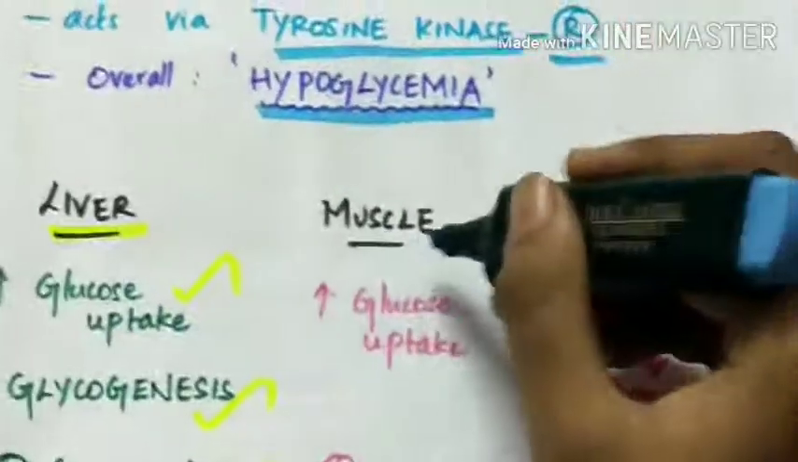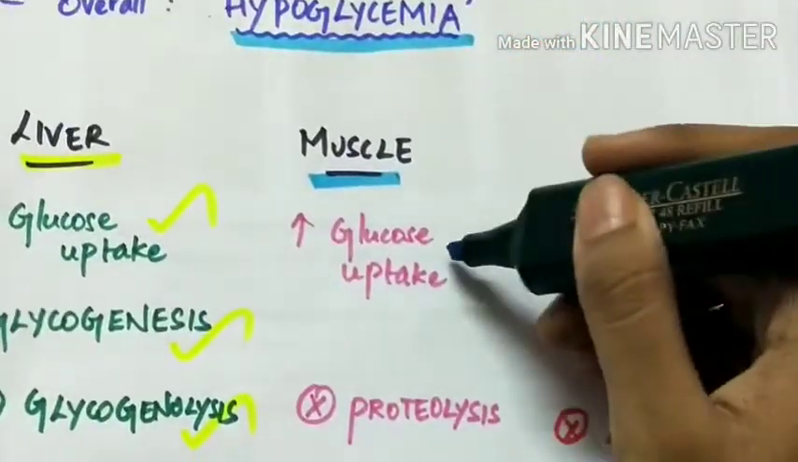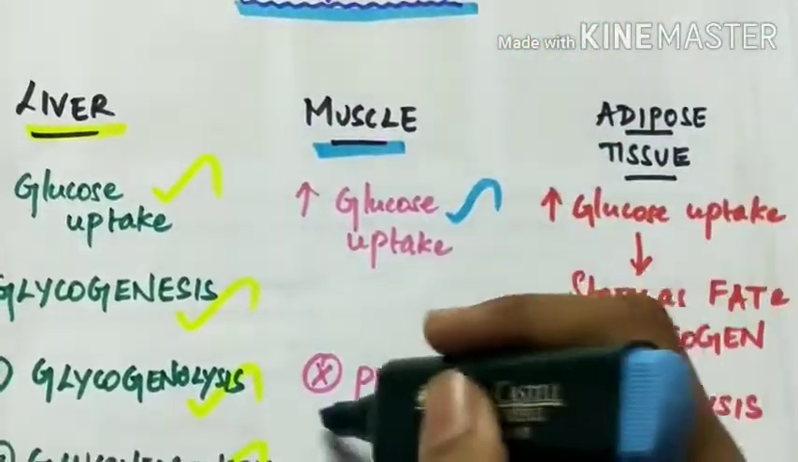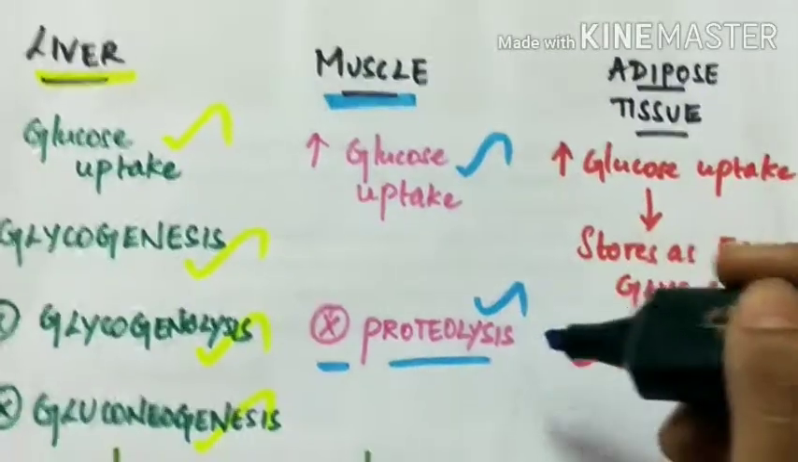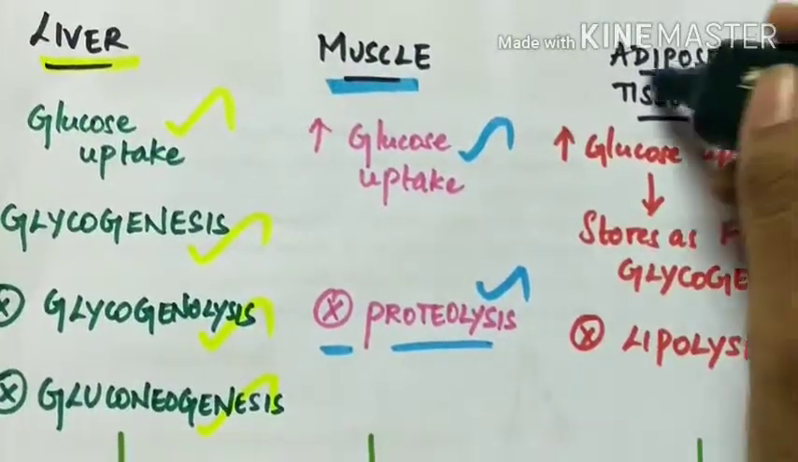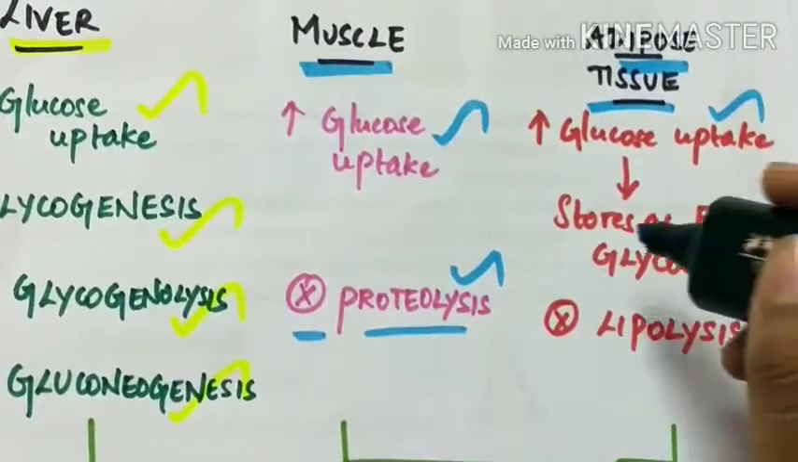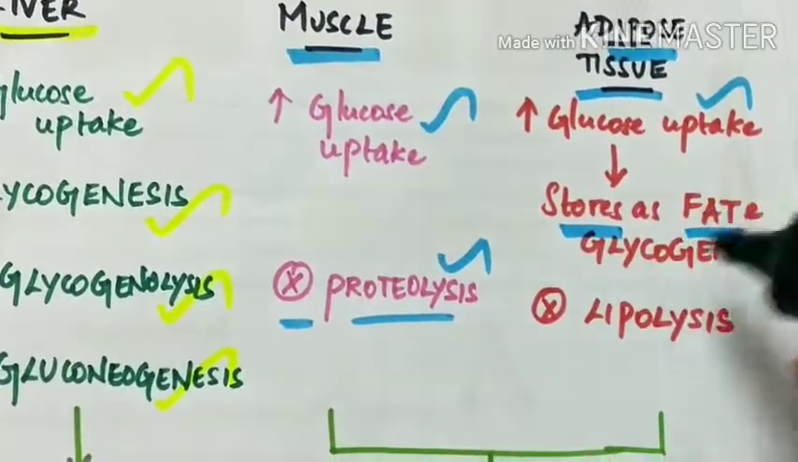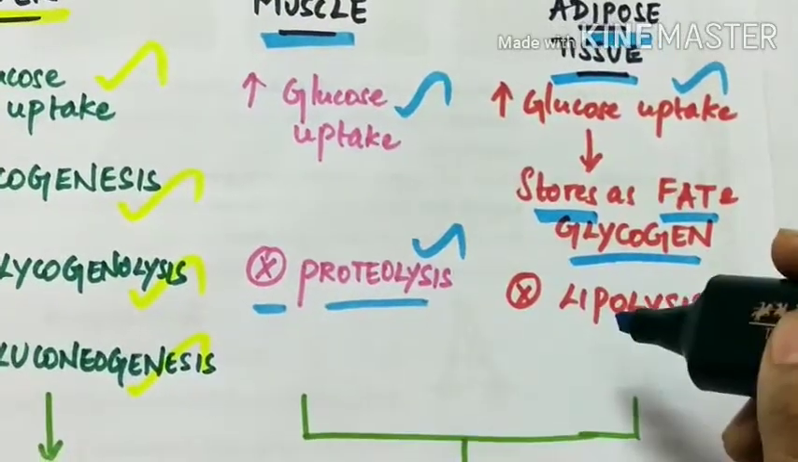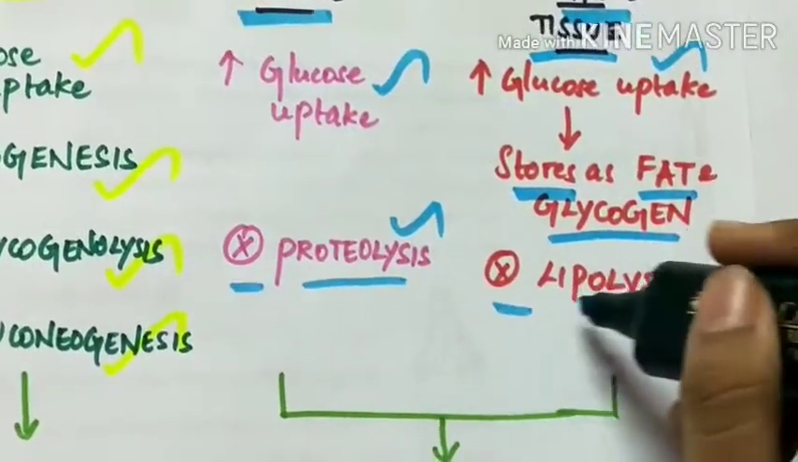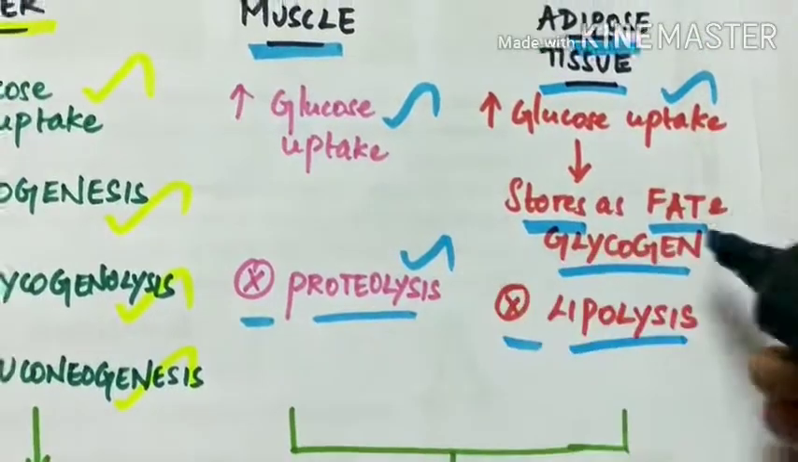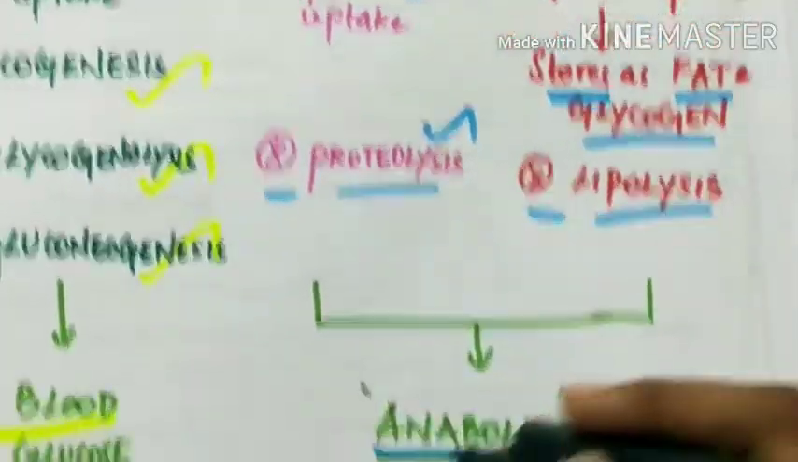Action on muscle. It increases glucose uptake by the muscle and inhibits proteolysis, that is the breakdown of protein. And in adipose tissue, the insulin increases the glucose uptake and it stores the glucose as fat and glycogen. And also, the insulin inhibits the lipolysis. So in muscle and adipose tissue, insulin is an anabolic hormone.